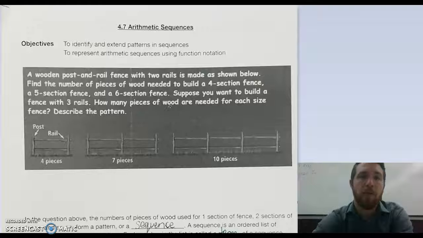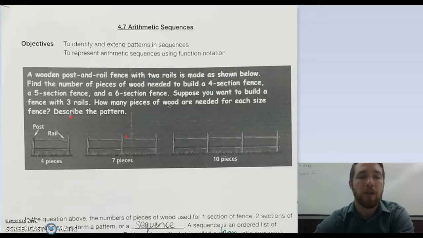So in section 4.7 we're going to be talking about a specific kind of pattern that we see in our functions, which is called arithmetic sequences. So we're going to be doing things like identifying and extending patterns that we find and also representing arithmetic sequences using some specific functions in function notation.